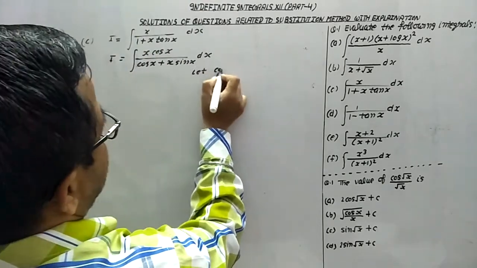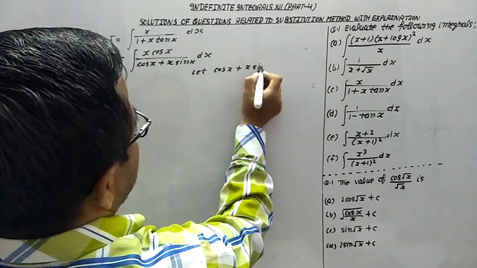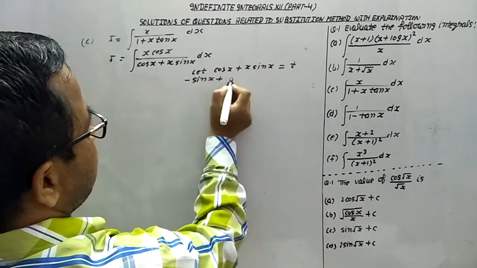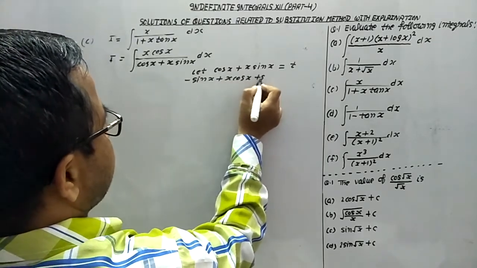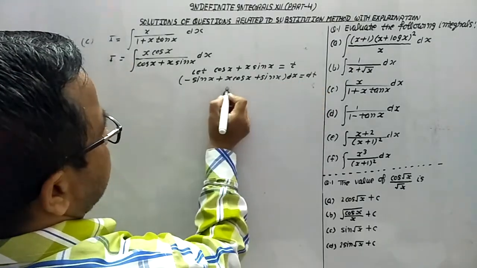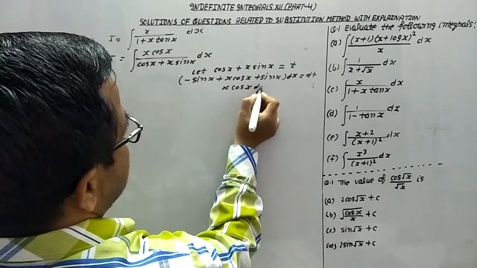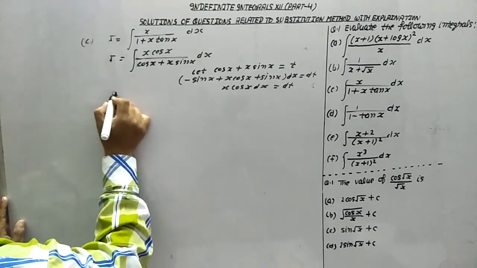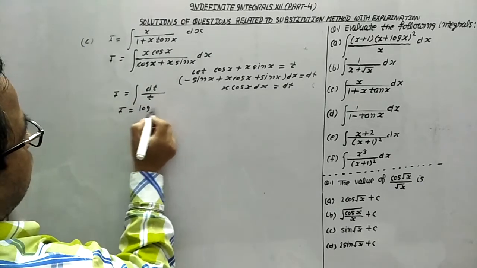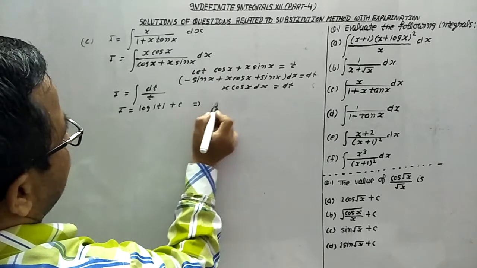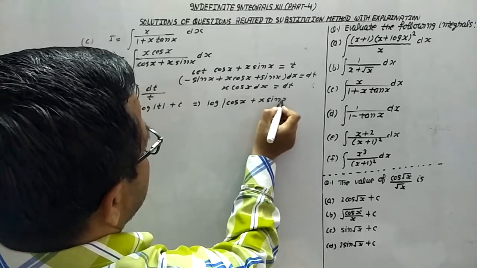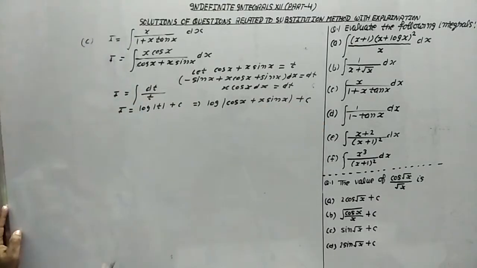Now let cos x plus x sin x be equal to t. It means the derivative of cos x is minus sin x. Here we will apply the product rule. It means (x cos x plus sin x minus sin x) dx, that is x cos x dx, is equal to dt. It means I is equal to the integration of dt upon t. dt upon t means log t plus c. Substitute the value of t. It means log of cos x plus x sin x plus c, and this is the answer.